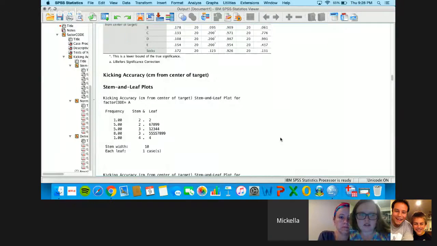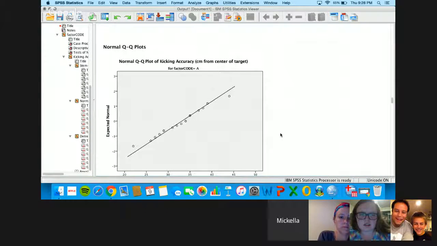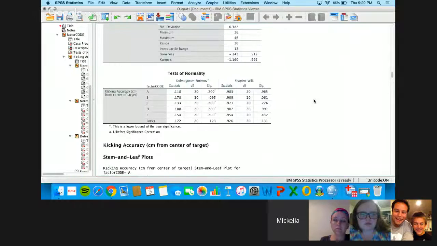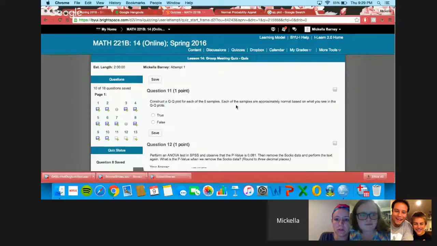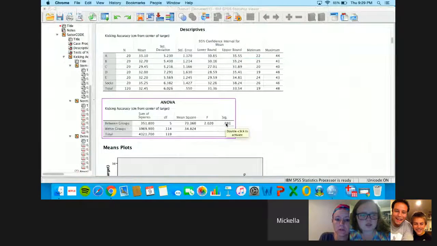Which one is that? This one? No, we're in the QQ plot one, so if we do analyze, compare means, and one-way ANOVA. Oh, so I can just go back up to the one we already have. Oh, so the p-value is 0.81. Do you see that p-value on a table, Michaela? The SIG? Yeah. Okay, there it is.